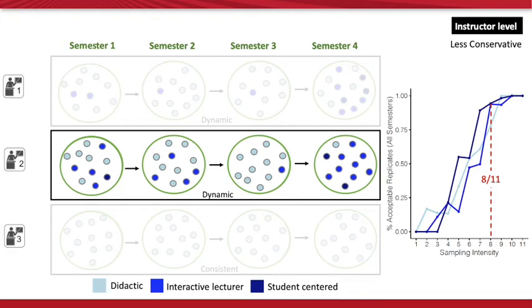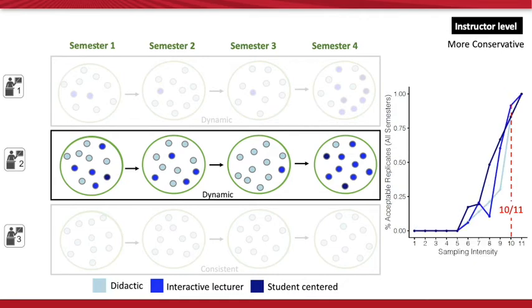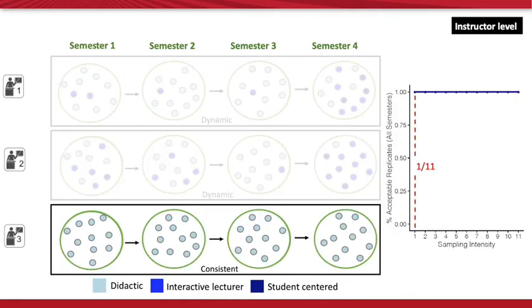For the second instructor, the number of classes needed for accurate measurement are similar to that of instructor 1 for both the less and more conservative thresholds. Finally, for instructor 3, sampling 1 class each semester was sufficient regardless of the perspective on measuring reform.